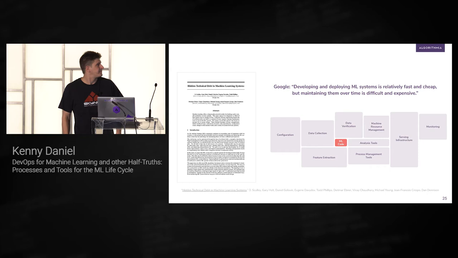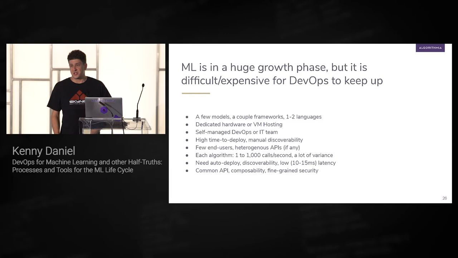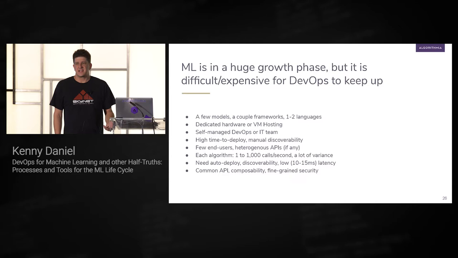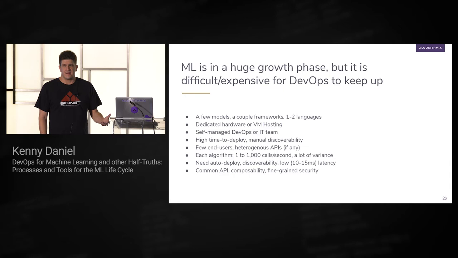So ML is in a huge growth phase, which is awesome. There's a ton of interest in it. We're seeing the number of people at conferences increase massively and funding increase massively, which is great for the field. But DevOps hasn't been keeping up. And that's really the point that I want to keep hammering on: we could do a lot better in the DevOps world when it comes to machine learning.